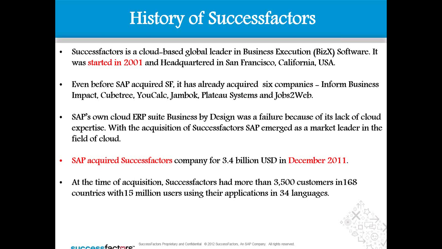Even before SAP acquired SuccessFactors, SuccessFactors had acquired many other companies which were providing HCM solutions for each of its modules, like Inform Business Impact, which is a workforce analytics and workforce planning service provider, and then CubeTree, which provides a solution for a social networking platform. Then UCalc, Jambox, Plateau Systems, and Jobs2Web, which is a recruitment management solution provider.